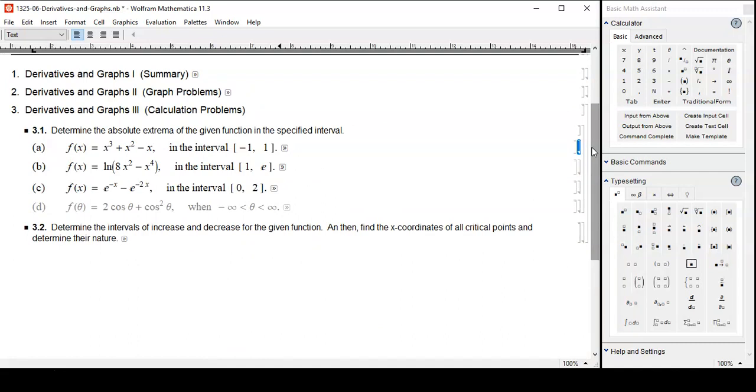Enough time for the next problem? Okay, all right. Here's another problem. Log of 8x squared minus x to the 4th power. And let's find out the absolute maximum, absolute minimum in the interval 1 to e. Again, what's the first thing you should do?